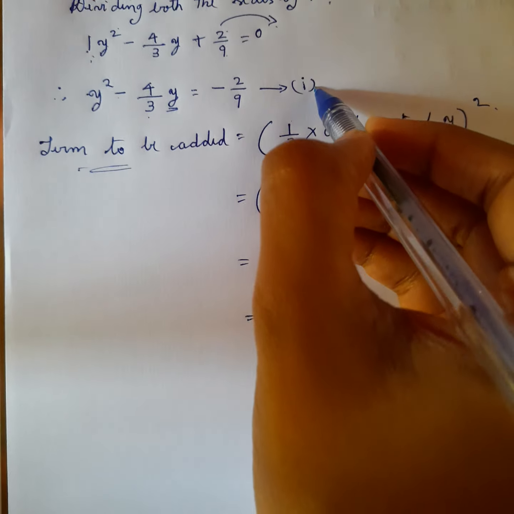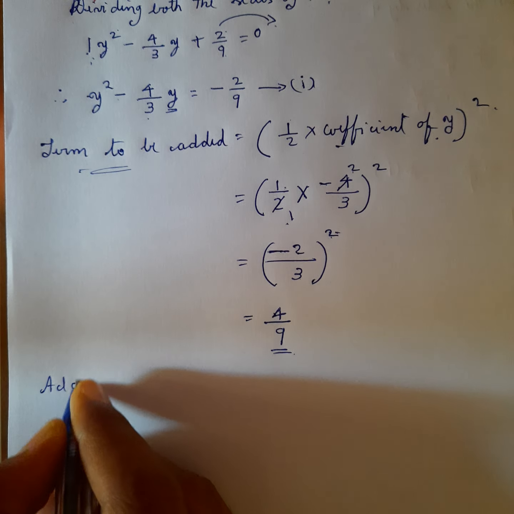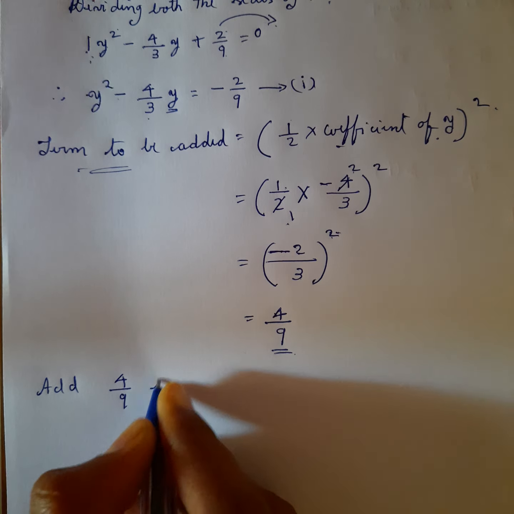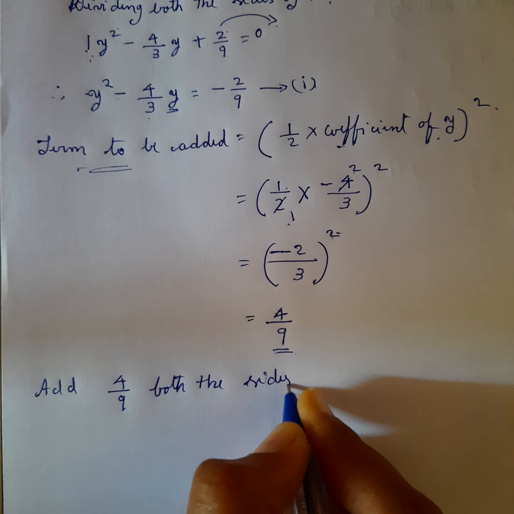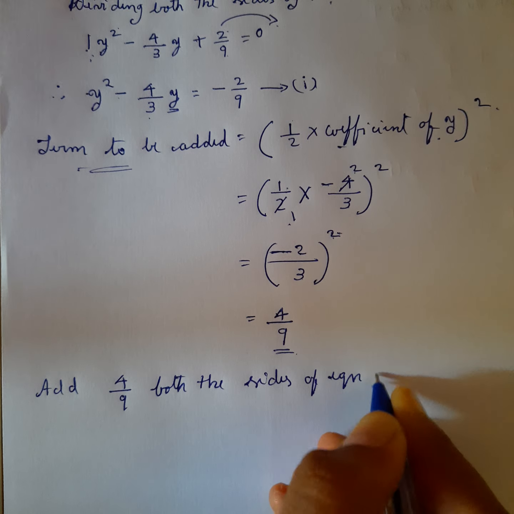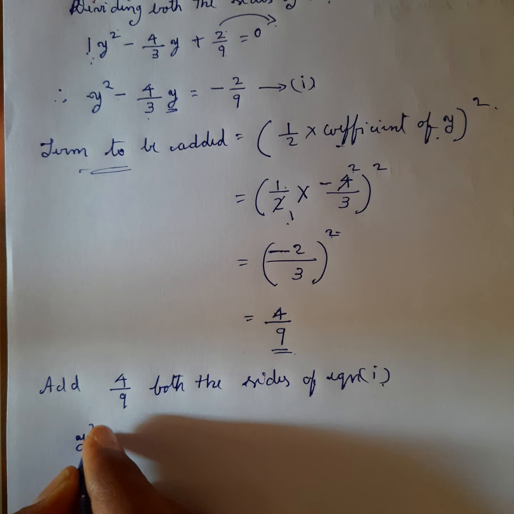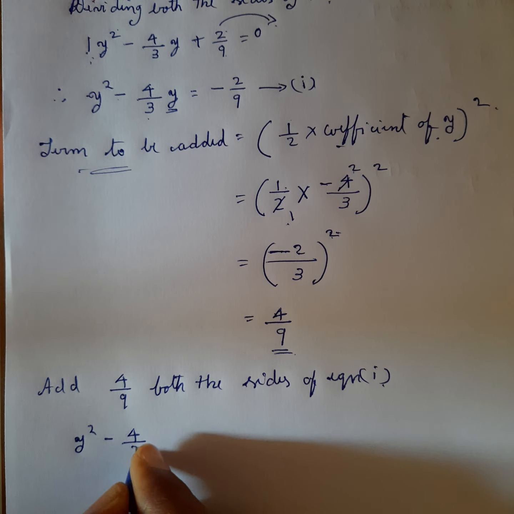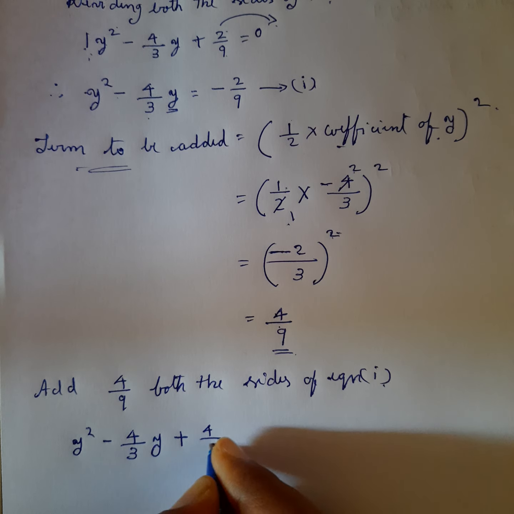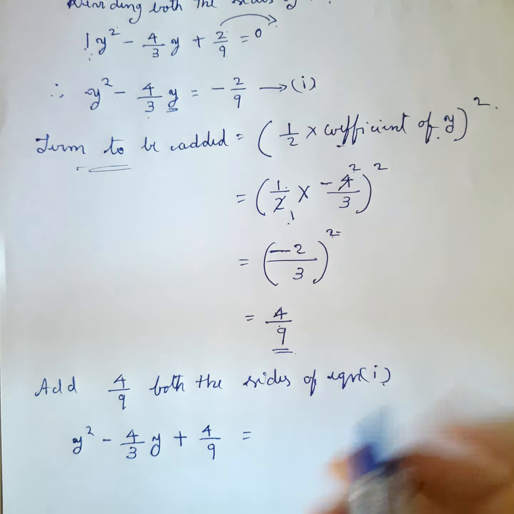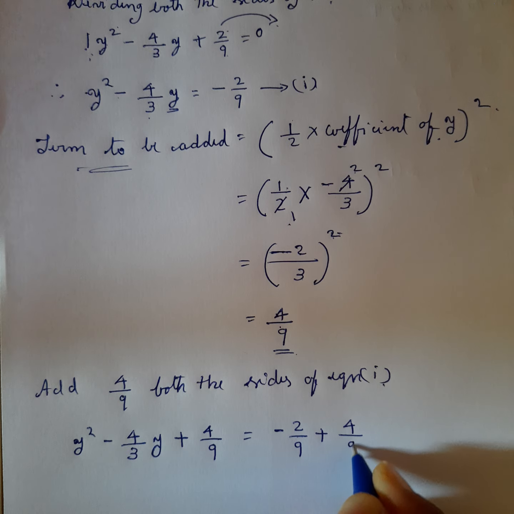Now see the first equation. Here we have to add 4 by 9 to both the sides of equation 1. So the left hand side of the equation is y square minus 4 by 3y plus 4 by 9 is equal to, the right hand side is negative 2 by 9 plus 4 by 9.